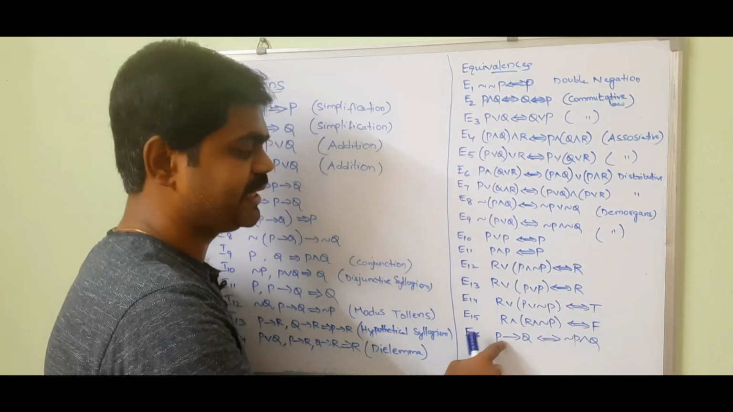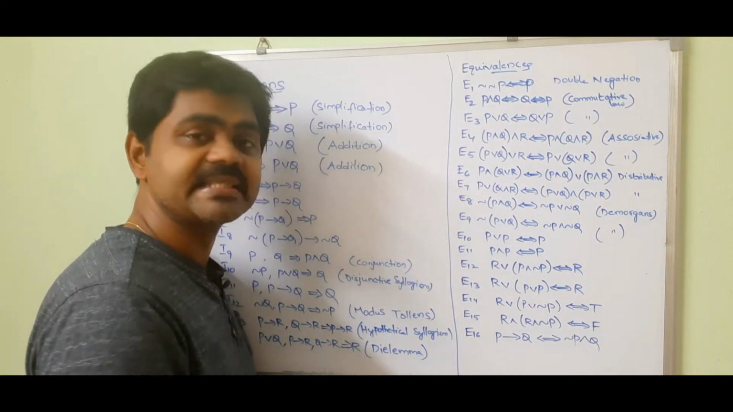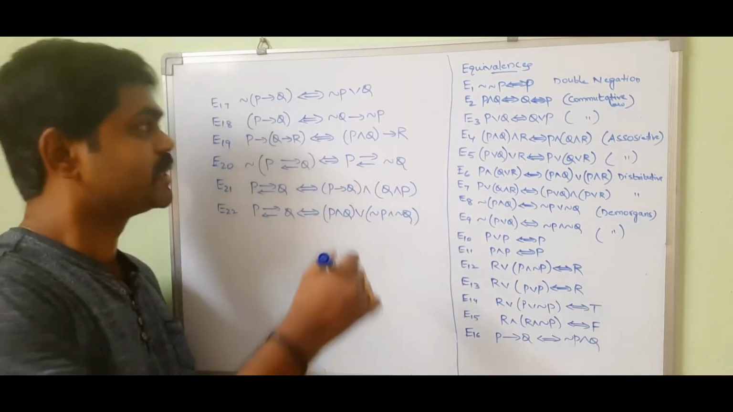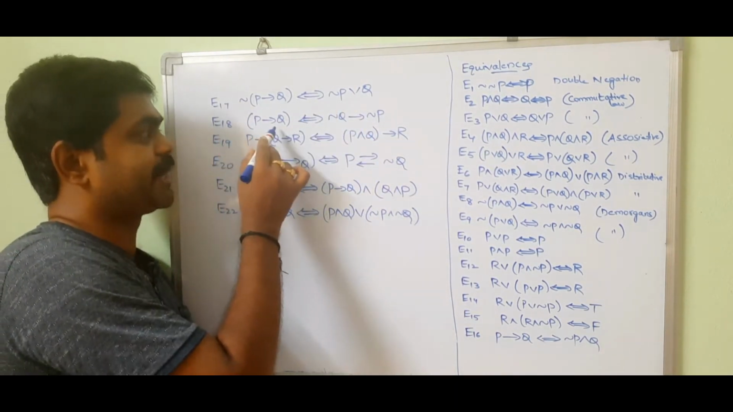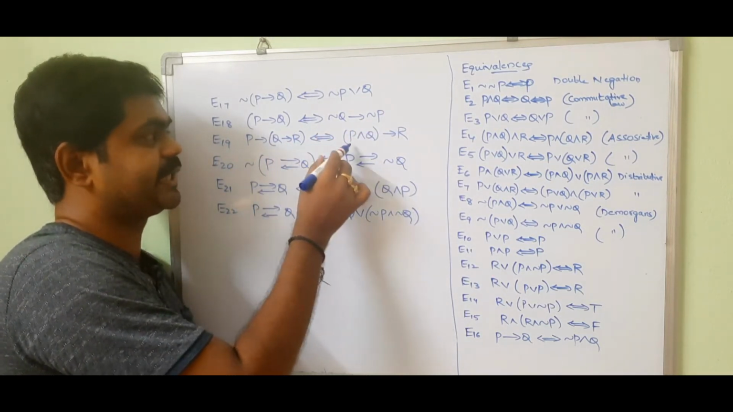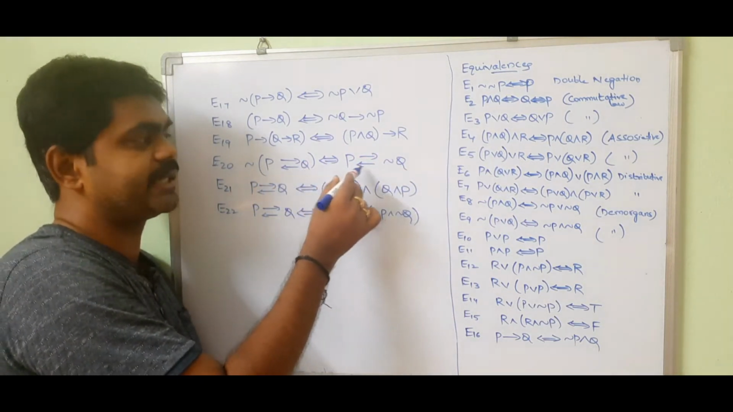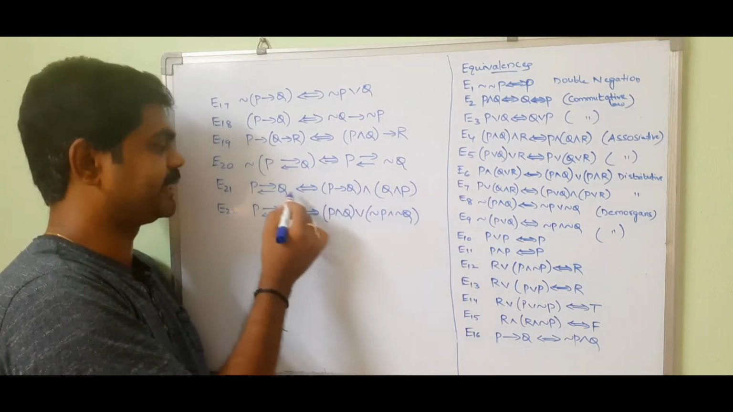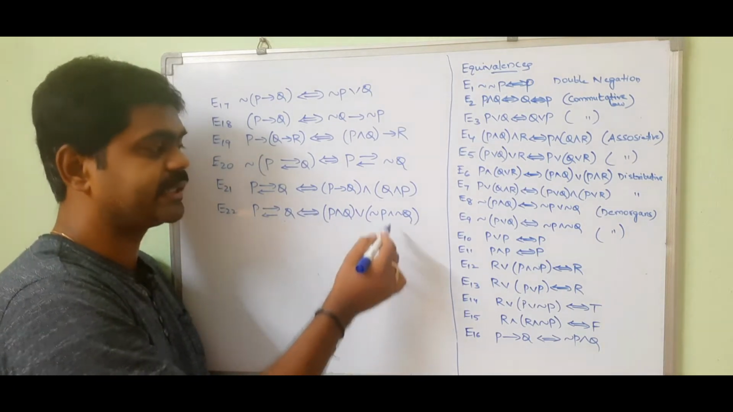And E16 is P implies Q, which is nothing but negation P or Q. So this is E16. The remaining 6 are there, in total up to E22. So E17 is negation of (P implies Q) gives P and negation Q. P implies Q gives negation Q implies negation P. P implies (Q implies R) gives (P and Q) implies R. Negation of (P double implies Q) gives P double implies negation Q. P double implies Q gives (P implies Q) and (Q implies P). We can write like this. And the final E22: P double implies Q, we can write (P and Q) or (negation P and negation Q).